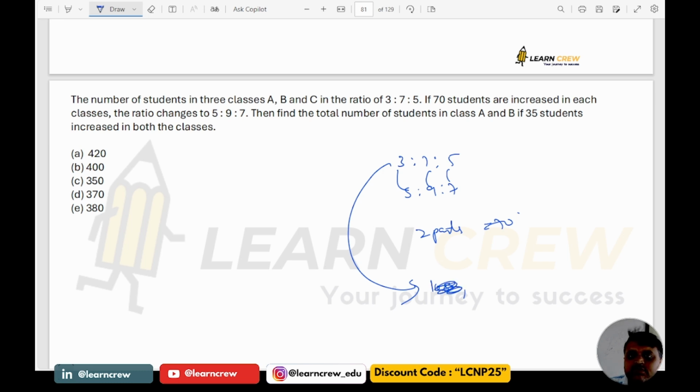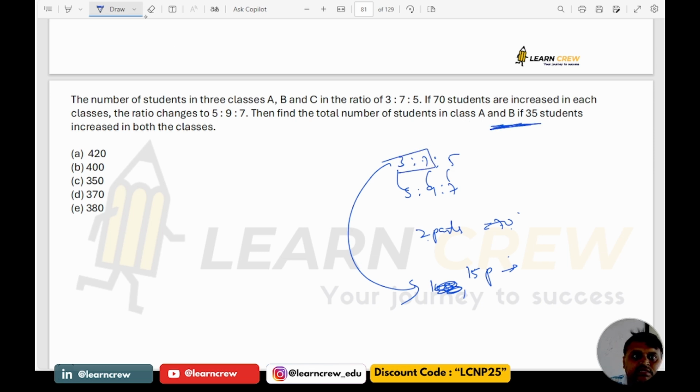Initially the total number of students is how much? 3 plus 7 is 10, 10 plus 5 is 15 parts. 15 into 35. Am I correct? 2 parts is 70. 70 students are increased in each class, and the ratio becomes 5:9. If 2 parts is 70, find the total number of students in class A and B. Class A and B only.